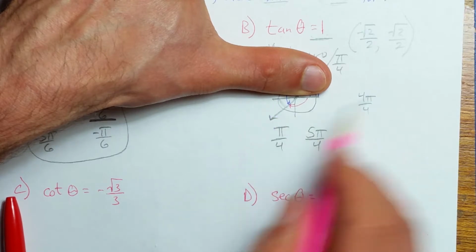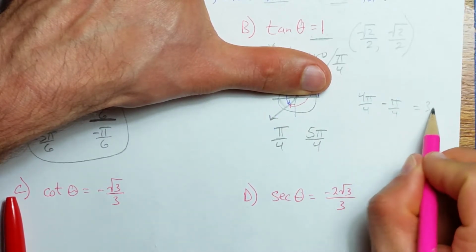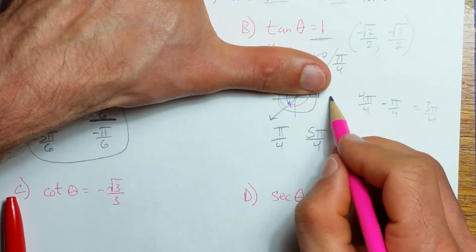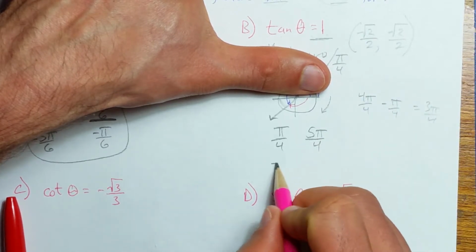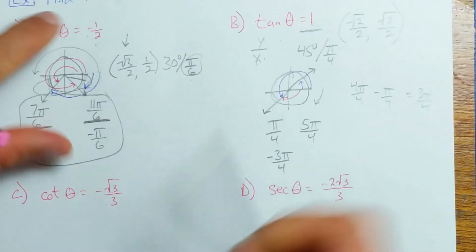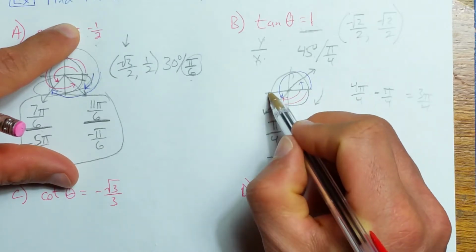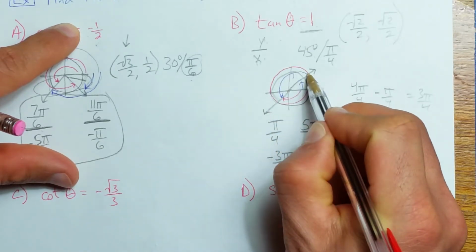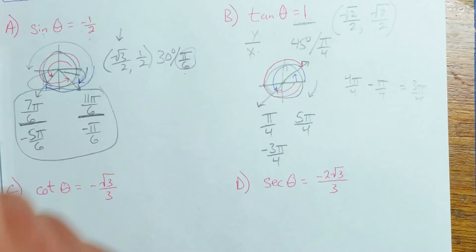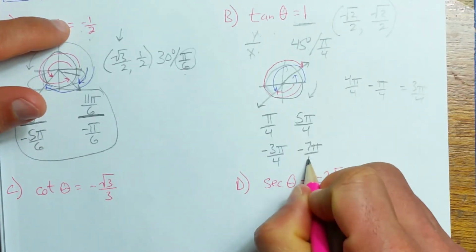Subtract this pi over 4, and you would end up with 3 pi over 4. Now the only difference is, notice what direction you're going. You're going that way. So it's negative 3 pi over 4. And then if I look starting here, getting to this point would be pi plus that distance, which is 3 pi over 4. This would be negative 7 pi over 4.